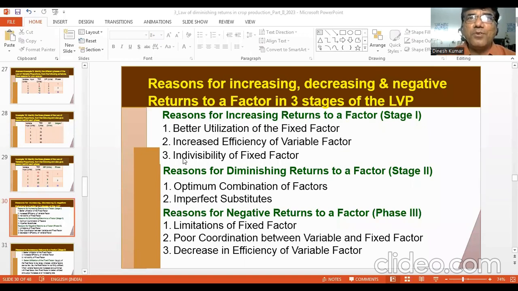It will get a lot of space, a lot of freedom to work. So efficiency is increased. There is no overcrowding of labors. So increased efficiency of variable factor and indivisibility of fixed factor. I will explain you. These are the three important reasons for increasing return in stage 1. In stage 2, you get diminishing returns or decreasing returns or decreasing marginal return.